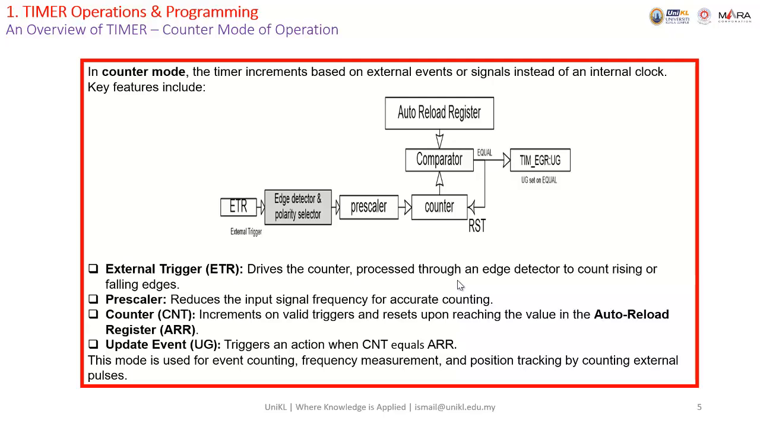Similar to the previous mode, whenever the auto reload register is equal to the counter, the comparator will produce the equal result, and we generate the equal flag to reset the counter. At the same time we also generate the UG flag, which will trigger the processor, saying that okay, the count is completed. So that is the counter mode operation.